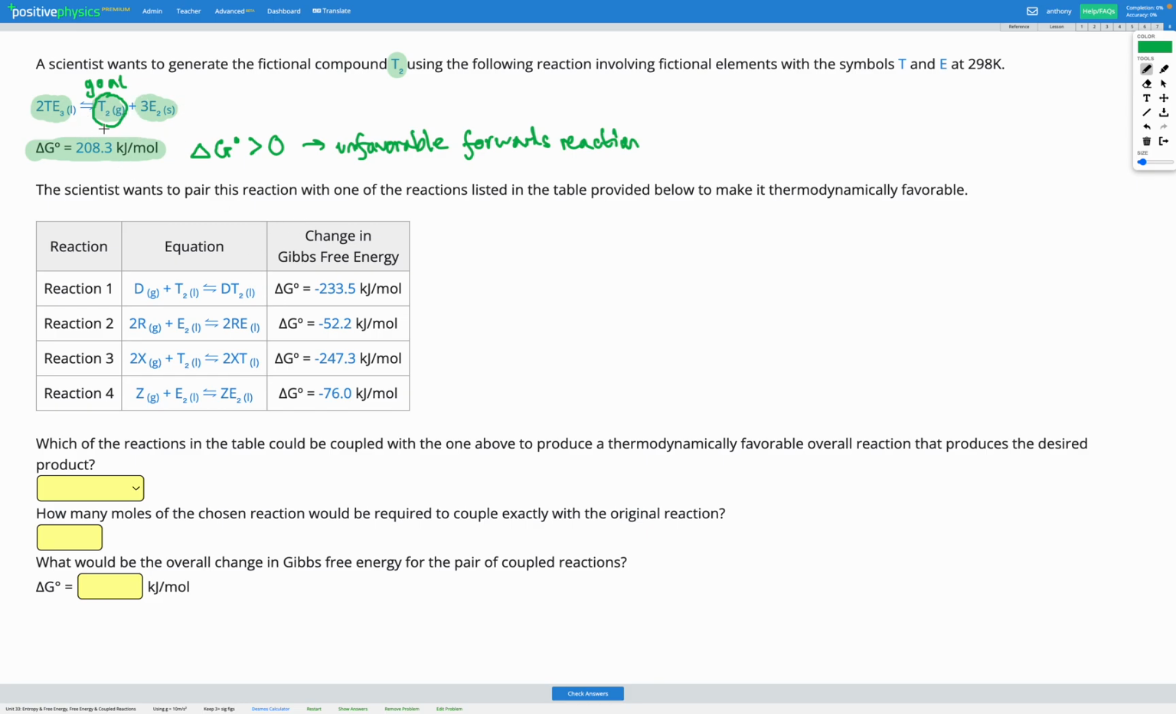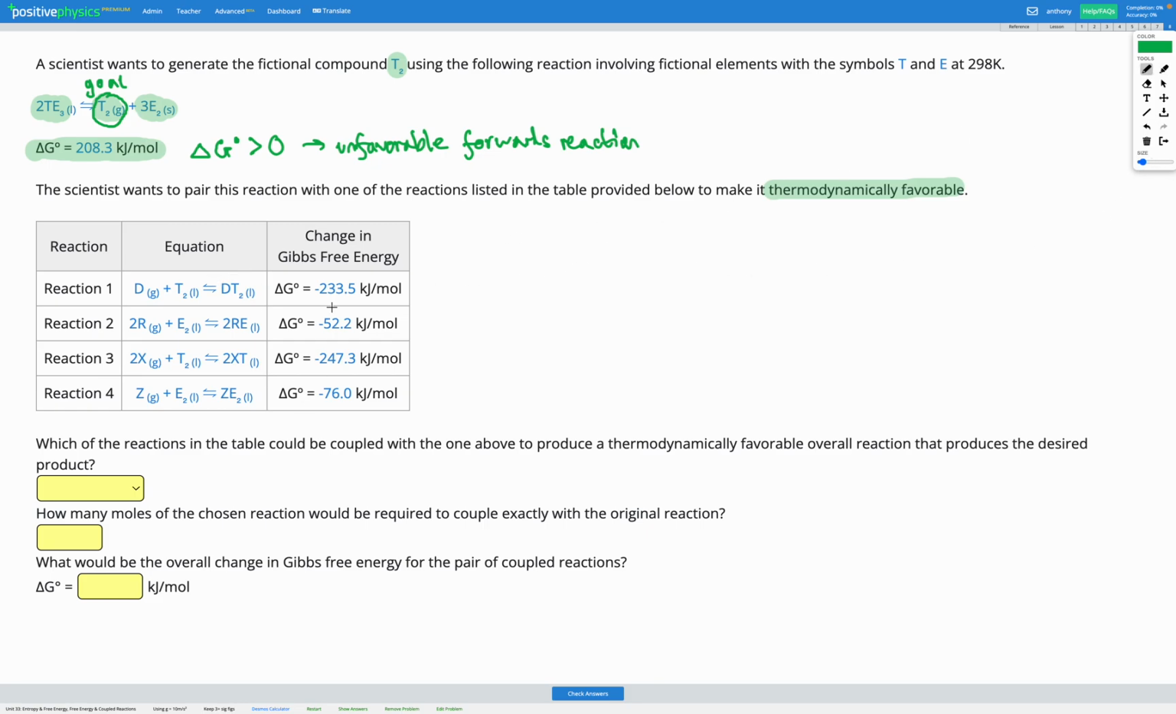One way we can do this is to couple this reaction with another reaction that has a negative change in Gibbs free energy, so that when we add together the change in Gibbs free energy for both of the reactions, we end up with a negative number. That will mean that we end up making our reaction thermodynamically favorable. So we're going to look at these reactions listed down here in this table, and we're going to choose one that will make it thermodynamically favorable overall when we couple them together.